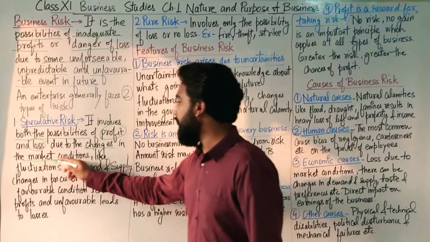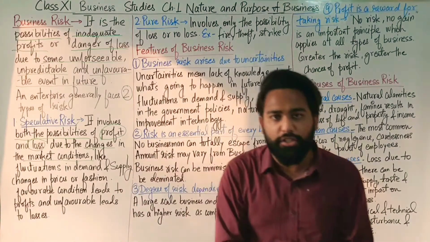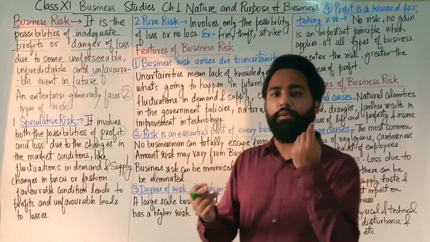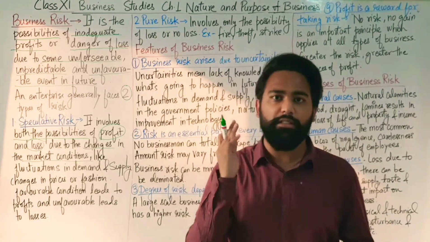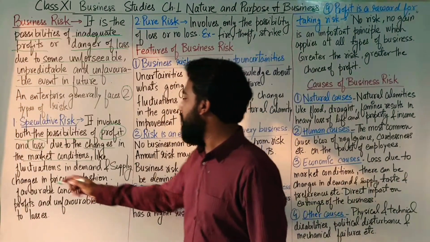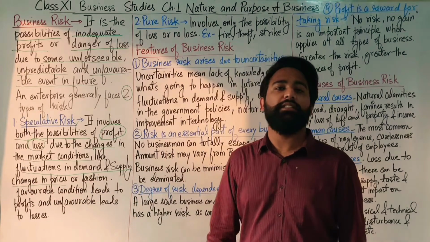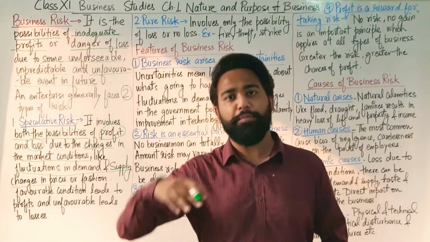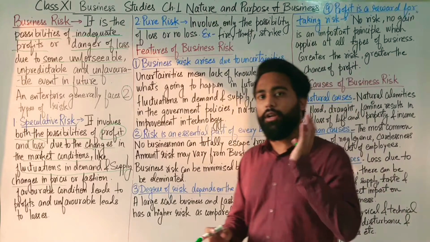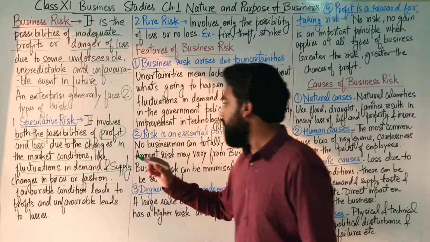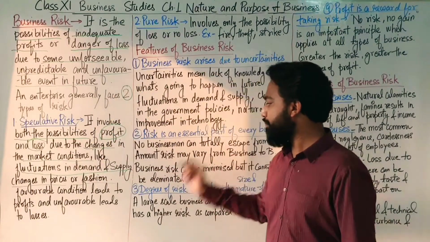in the market condition. Due to changes, some things changed in the market, like demand of some good just increased suddenly and your product's demand just decreased suddenly. So market conditions like fluctuations in the demand and supply or the changes in the prices. For example, if your substitute goods' prices became lower than your product, then your product is going to lose. Or fashion: all these things, if they change, then there is a speculative risk.